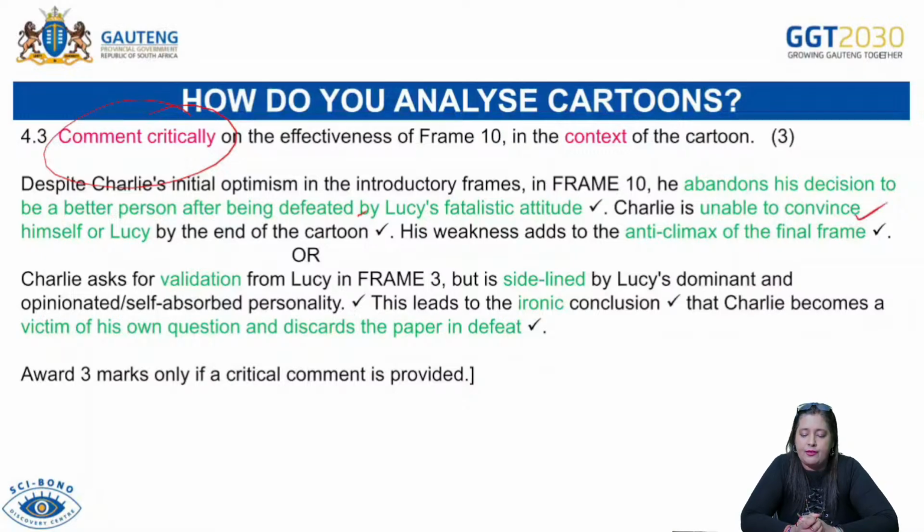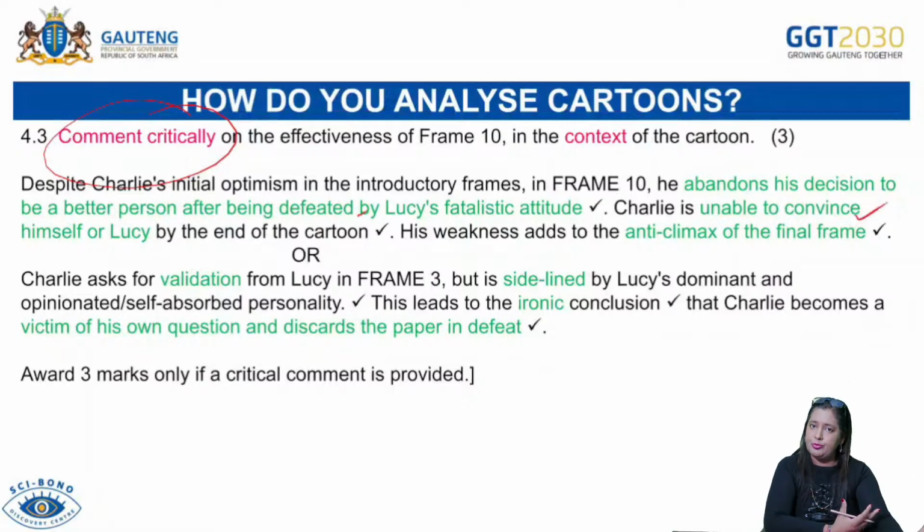This leads to the ironic conclusion that Charlie becomes a victim of his own question and discards the paper in defeat. All right, that's a right answer, but you won't really get to this point if you are not thinking at that level 5 thinking level. But if you are, then you will get to that idea to say that he asked for validation.